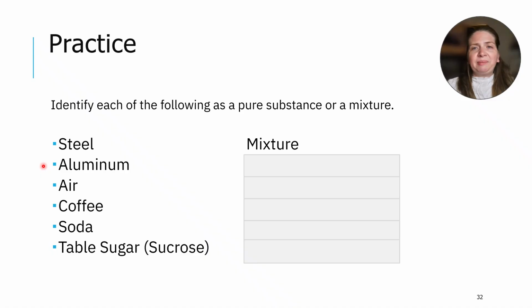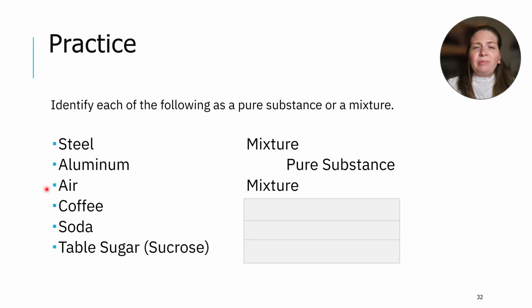Aluminum is the name of an element on the periodic table, so it is a pure substance. Air is a mixture of different gases. When you breathe, your body uses oxygen gas from the air and produces carbon dioxide. Air is primarily nitrogen, oxygen, argon, carbon dioxide, along with smaller amounts of other substances.